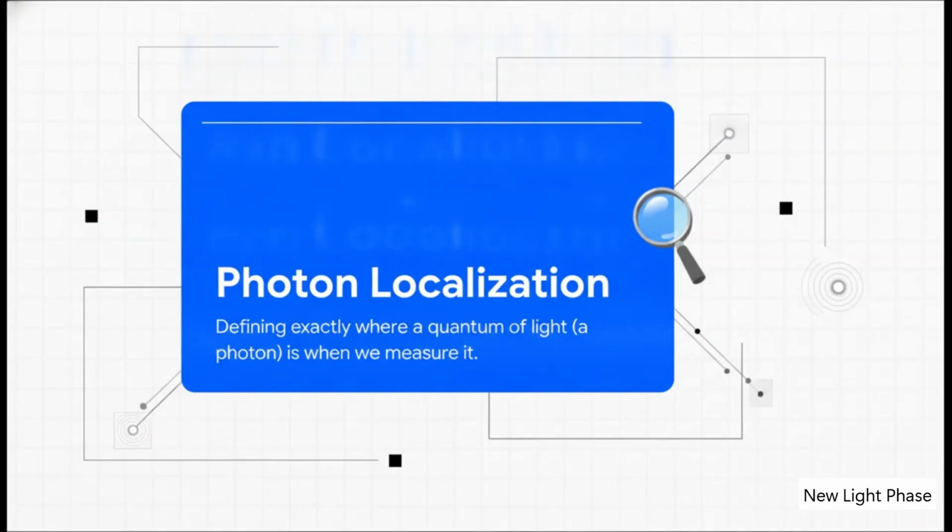Which naturally brings us to a major ongoing mystery in physics known as photon localization. Simply put, even with our absolute best math, it is incredibly hard to define exactly where a single particle of light, a photon, actually is at the precise moment we measure it. It's kind of like trying to photograph a speeding bullet in the pitch dark.